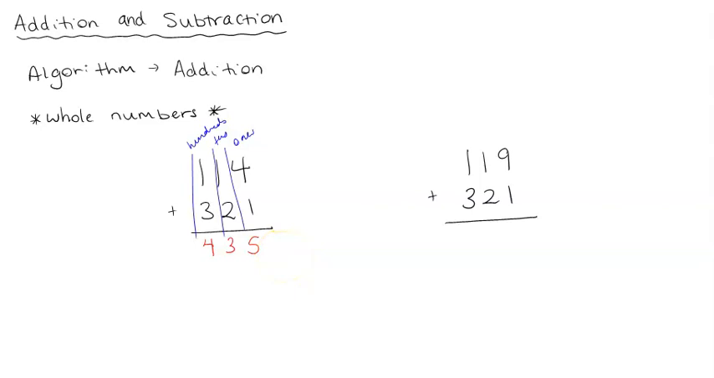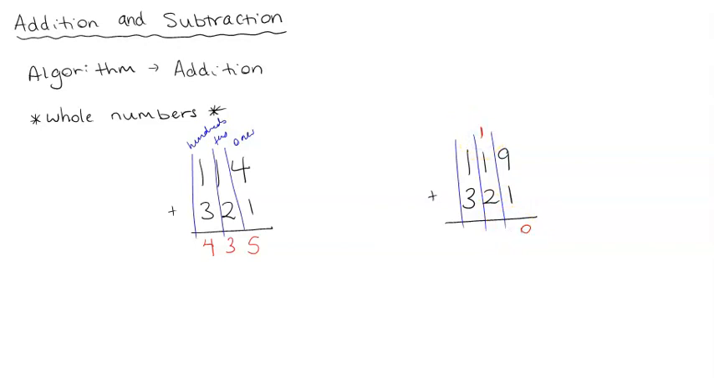Now this is almost the same example, but I've added 5, so we should get the answer of 440. We still have our columns, our ones, our tens, and our hundreds, so we're going to add in these columns. But this time, if I do 9 plus 1, I get 10. I can't write a 10 down here. So what I have to do is move this 1 and add it to the column before.